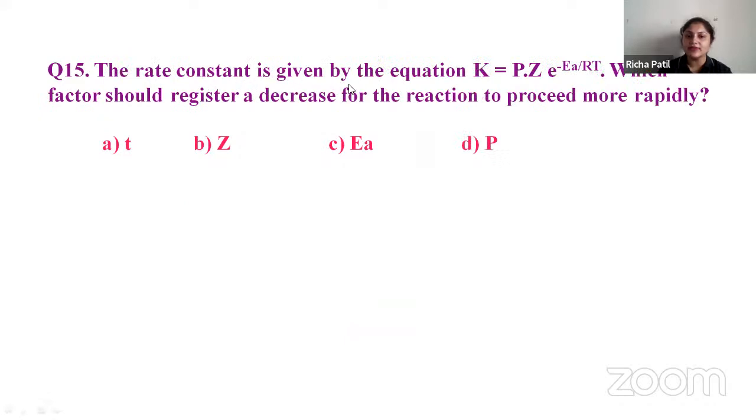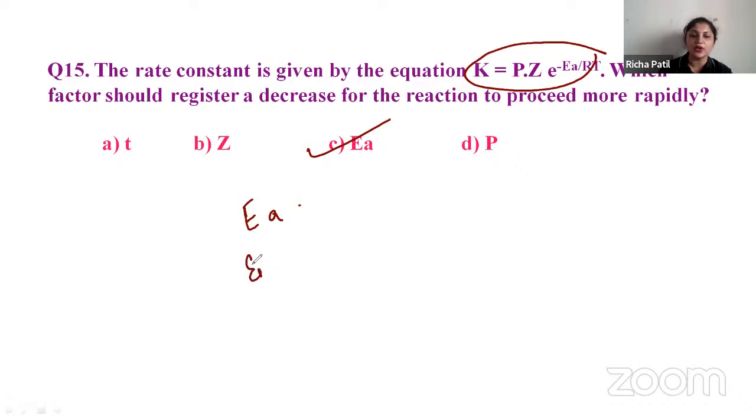The rate constant is given by the equation. This is the equation. Which factor should register a decrease for the reaction to proceed more rapidly? What happens to the activation energy? So this is the given equation. The answer is C, that is EA, the activation energy.